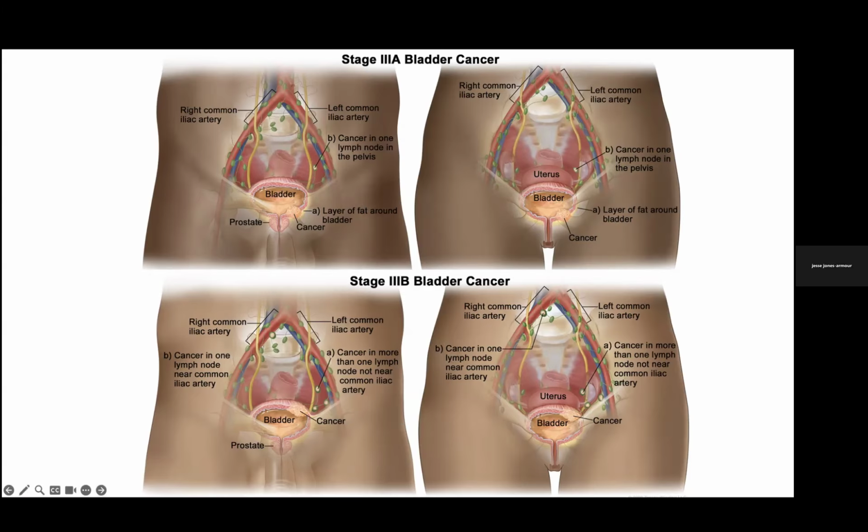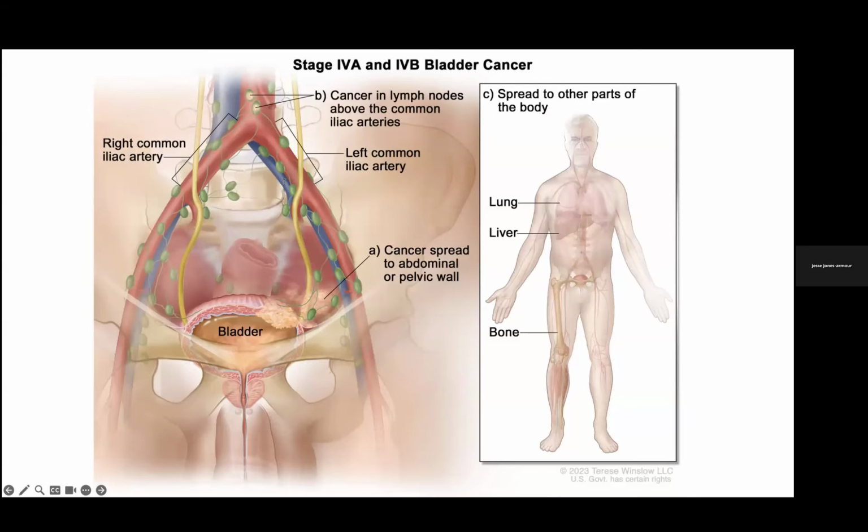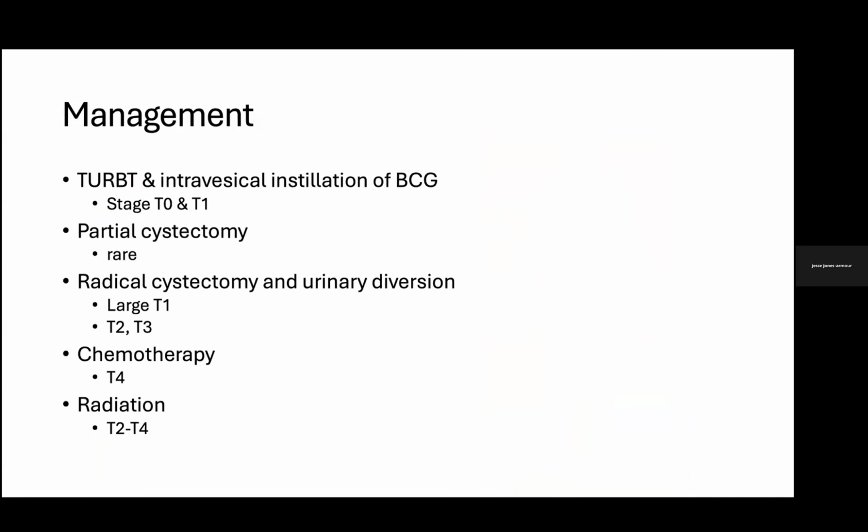Yes, so then you have your stage 3A, which has invasion through the muscle into fat, and you may have it in a very close regional lymph node, or 3B, which then involves further lymph nodes from the bladder. And then you have your stage 4, which starts involving further lymph nodes, as well as distant mets to the lung and liver. So management.